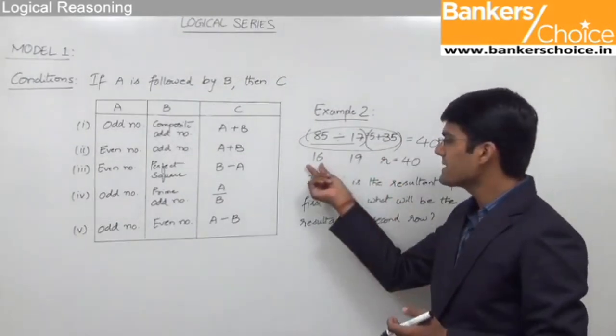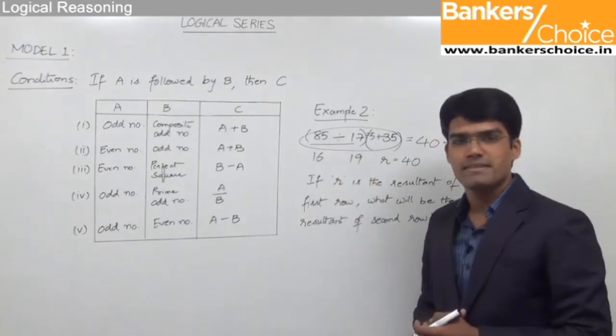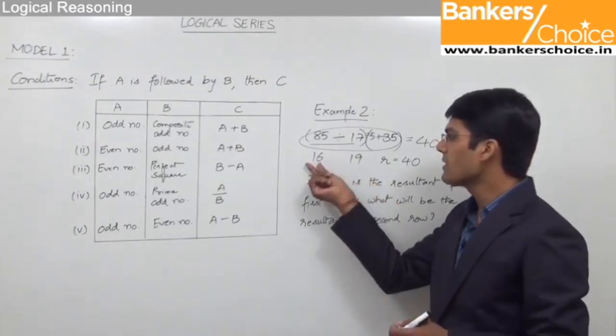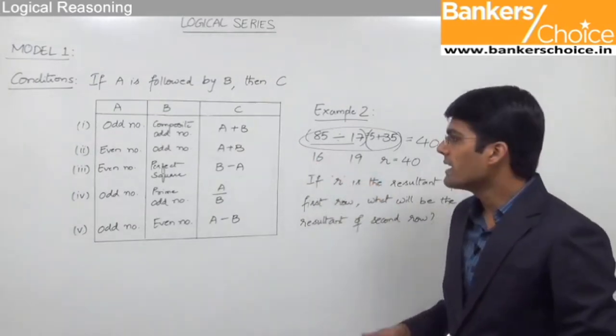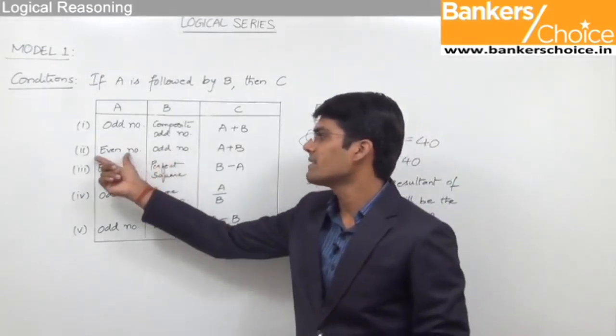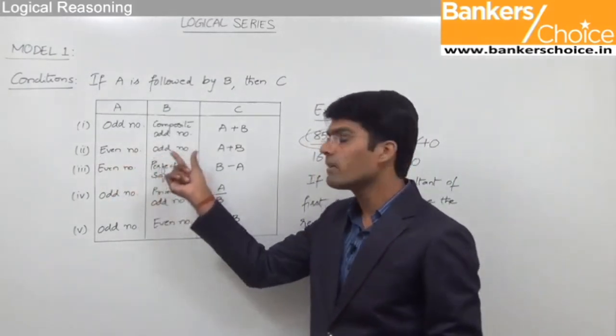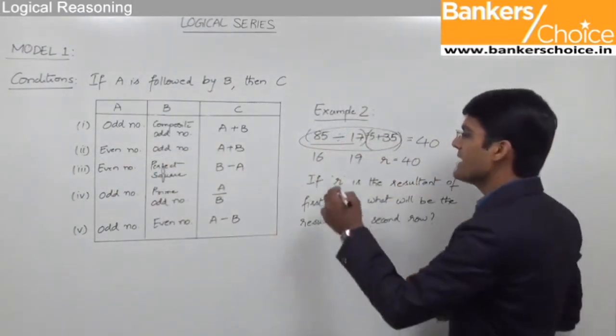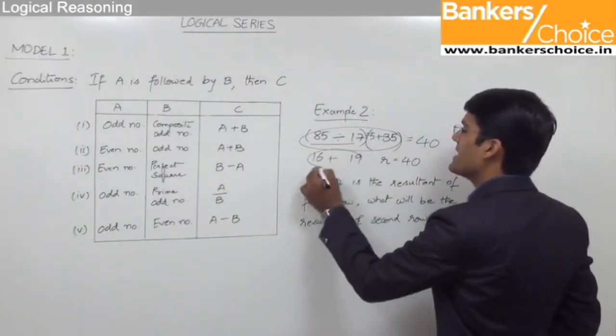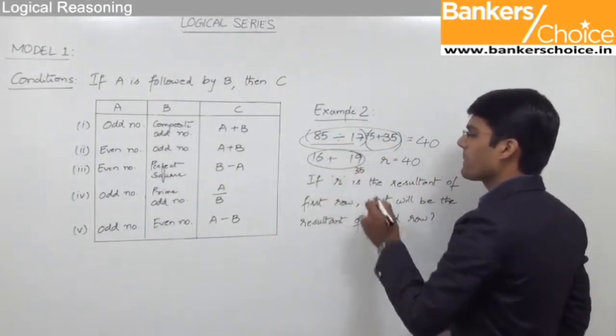As we can see here, the first number is 16 and the second number is 19, that is an even number followed by an odd number. And the condition applicable is the second one, that is when an even number is followed by an odd number, they are to be added. So by adding 16 and 19 we get the answer as 35.